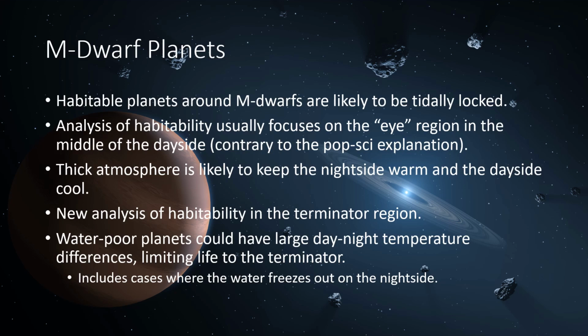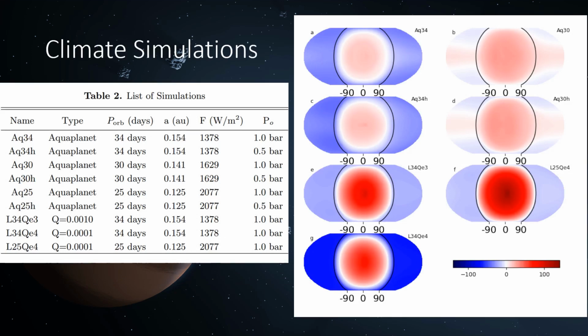This is one of many ideas of what's going on with habitability of M-dwarf planets, but this team did a bunch of simulations, and you can see in the plot on the right, the water-rich planets, which are marked with AQ, have much smaller temperature difference than the land-rich planets marked with L between dayside and nightside. So this seems to be a plausible model, and one that we'll want to take a closer look at if we get interesting results from TRAPPIST-1.